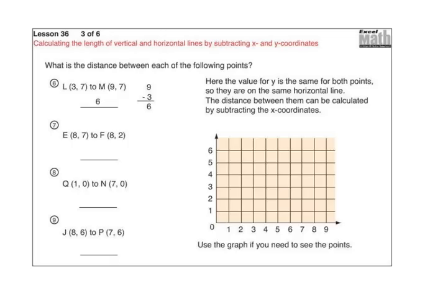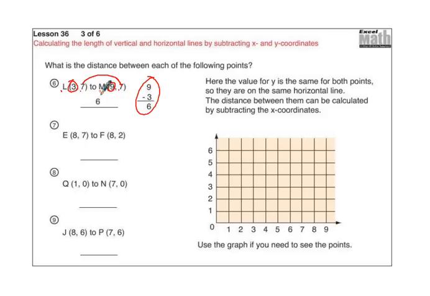It says, what is the distance between each of the following points? L is 3, 7, M is 9, 7. Well, the 7 and the 7 are the same in y. X is 3 and x is 9. So they just did a subtraction problem. 9 minus 3 is equal to 6. So point L is going to be 6 units away from M.